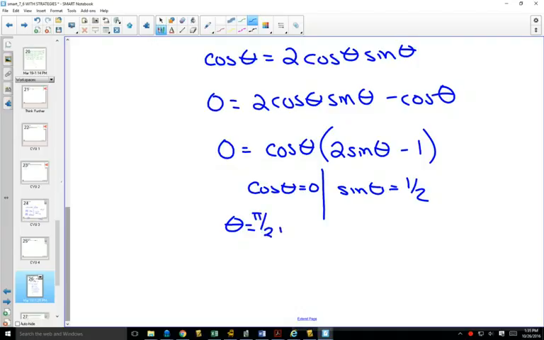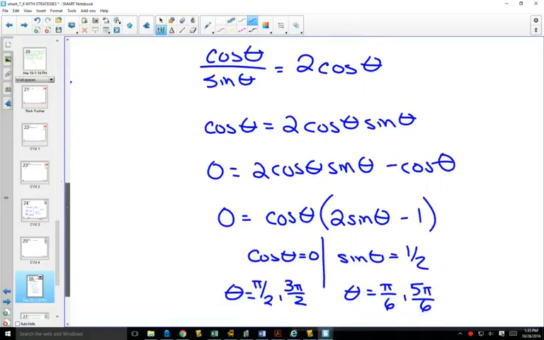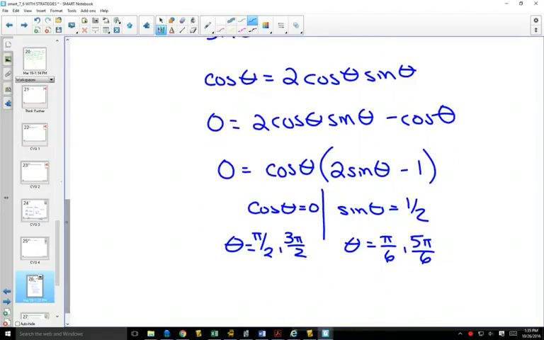Pi over 2 and 3 pi over 2. When is sine theta equal to 1/2? Pi over 6 and 5 pi over 6. I'm going to do a quick check of my domain. It said between 0 and 2 pi, so we're good.